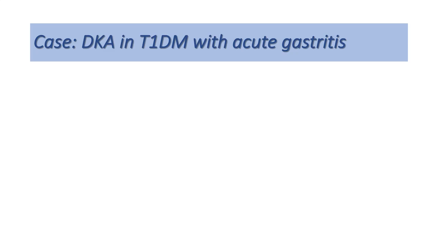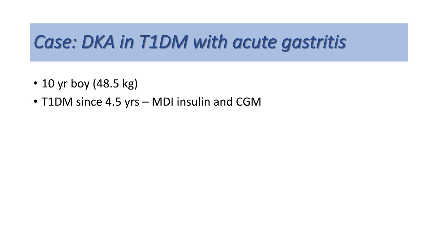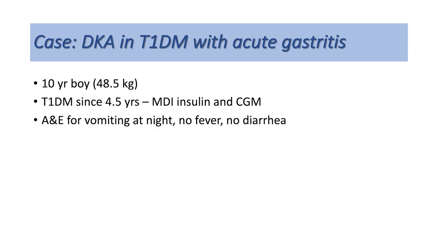So just a case of DKA in a type 1 diabetic patient with acute gastritis. It was a 10-year-old boy who was diagnosed with type 1 diabetes at 4.5 years. He was on multiple daily insulin injections with continuous glucose monitoring. He was admitted to A&E for vomiting at night, no fever, no diarrhea. He had Kussmaul breathing and was dehydrated on presentation.